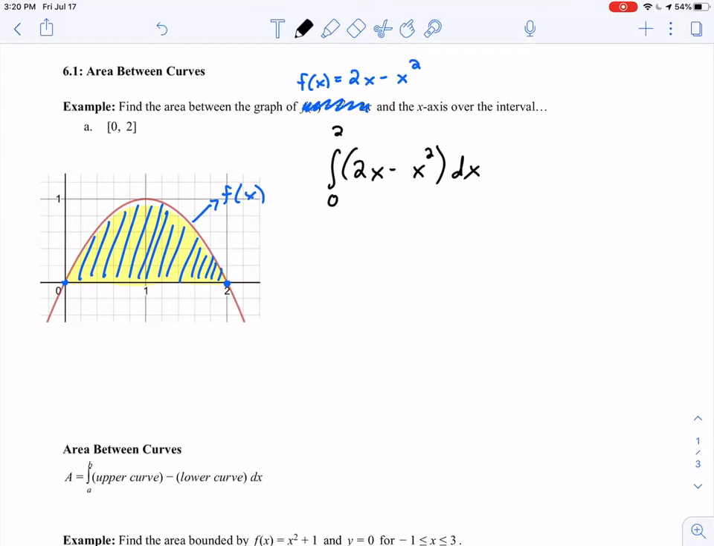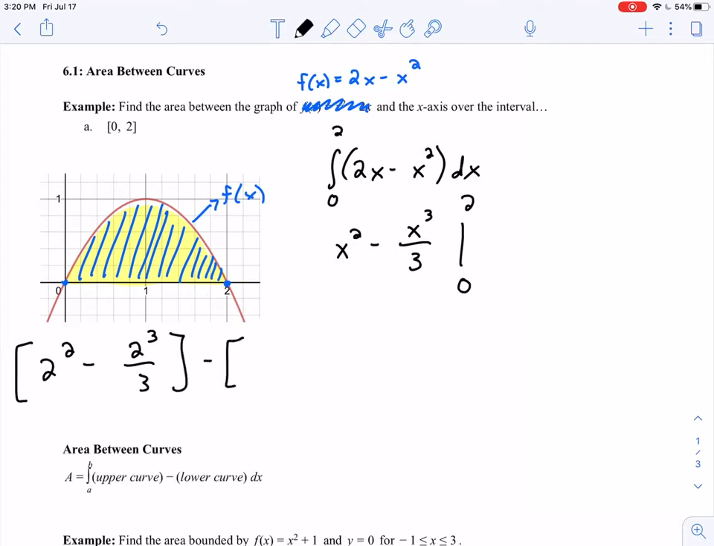First, I need to find my antiderivative. I should have x squared minus x cubed over 3, and I'd like to evaluate this at 2 and at 0. So I need 2 squared minus 2 to the third over 3, minus 0 squared minus 0 to the third over 3. For that second term, 0 squared is just going to be 0, and 0 to the third divided by 3 is also going to be 0. So those two terms just drop off.